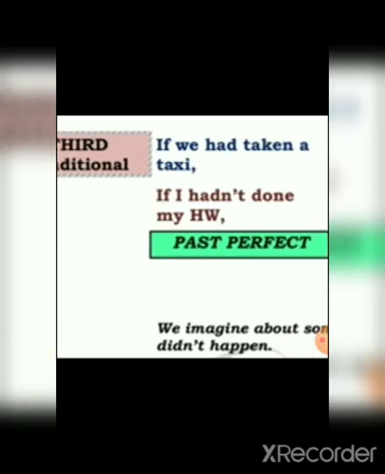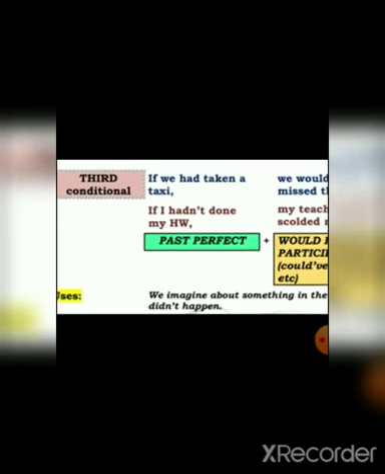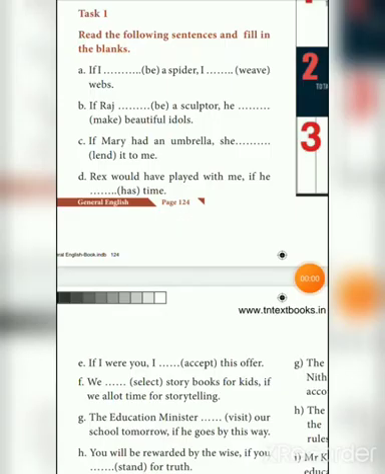Okay dears, that's all. Now I am going to explain the task 1 questions with the answers. You listen carefully. Then task 2 you must do as homework. Okay students, now I am going to explain the task 1 questions with answers, using 4 types of conditional clauses.